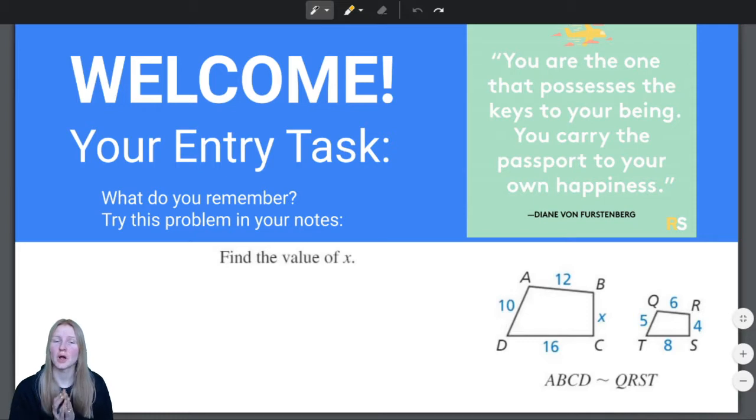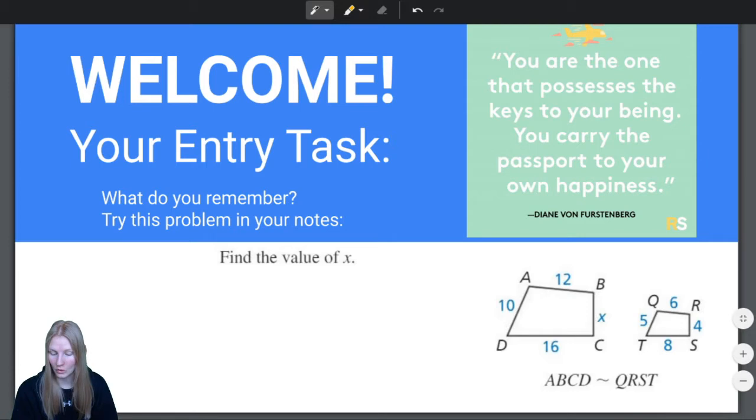You know what to do. Pause the video, try this problem in your notes, and then unpause it. Let's do it together. So we want to find the value of x. We want to find side BC.